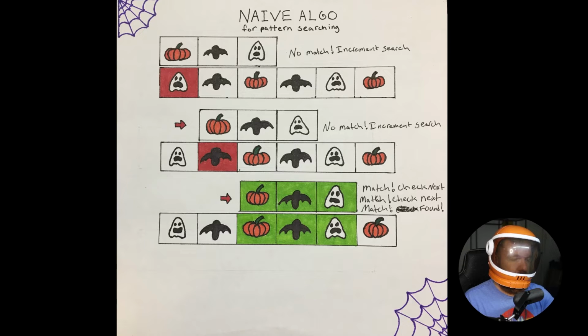We have a bat. Do we have a bat? Yes, we do. And we move on to the next one. Do we have a ghost? Yes, we have a ghost. At this point, we can say we found our pattern, and we can return its index, or we can just return that we found a pattern and what index we found it at. Let's dive into the code.